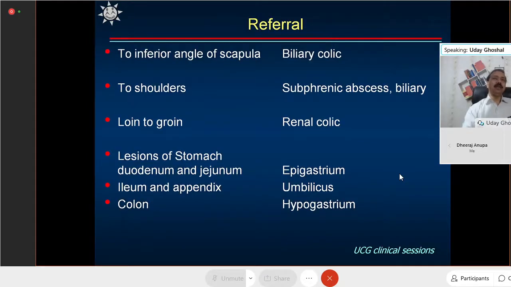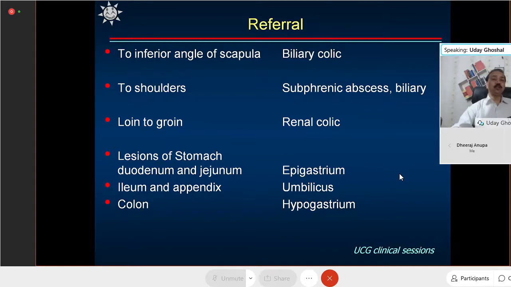Look at the referral: to the inferior angle of the scapula, biliary colic; to the shoulder, subphrenic abscess; biliary pain, loin to groin, renal colic; lesions of the stomach, duodenum and jejunum to the epigastrium; ileum and appendix to the umbilicus, because the ileum nerve supply is T10 and the appendix nerve supply is T10, therefore going to the umbilicus, that is the dermatome there. So the dermatome of the umbilicus is supplied by T10.